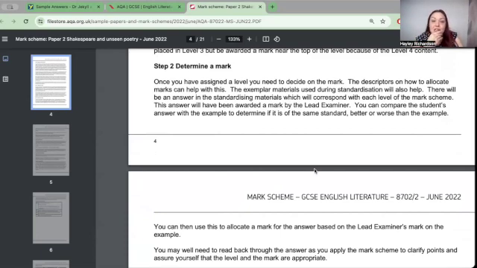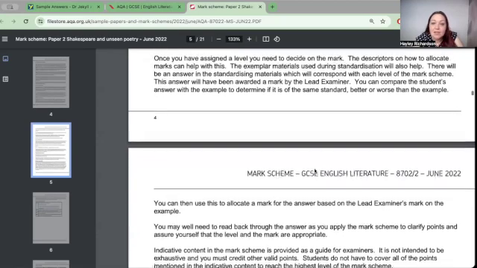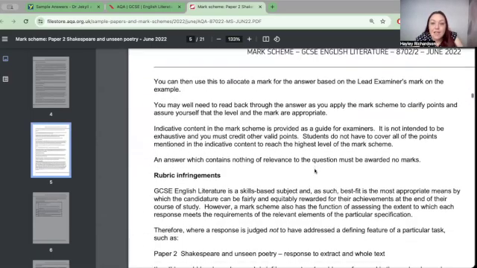Once you've assigned a level, you need to decide on the mark. The descriptors on how to allocate marks can help with this. The exemplar materials used during standardization will also help. There will be an answer in the standardizing materials which will correspond with each level of the mark scheme. This answer will have been awarded a mark by the lead examiner. You can compare the student's answer with the example to determine if it is on the same standard, better or worse than the example. You can then use this to allocate a mark for the answer based on the lead examiner's mark on the example. You may well need to read back through the answer as you apply the mark scheme to clarify points and assure yourself that the level and mark are appropriate. So this is what the examiner has to do.